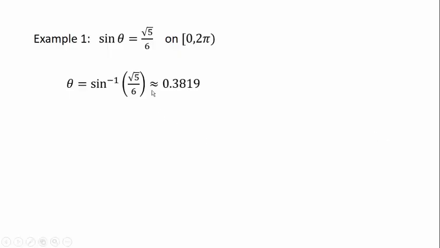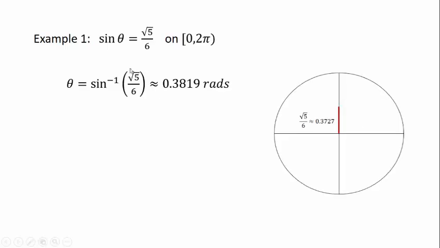Okay, so this is what we get approximately when we plug sine inverse of root 5 over 6 into the calculator. So approximately 0.3819. Now let's take a look at what this means in terms of the unit circle. So remember, sine is the vertical distance corresponding with these points. And what I did is I put root 5 over 6 into the calculator and I got about 0.3727. So this red mark here represents that distance. Now it looks like I made it a little bit too long, but let's just go with it.